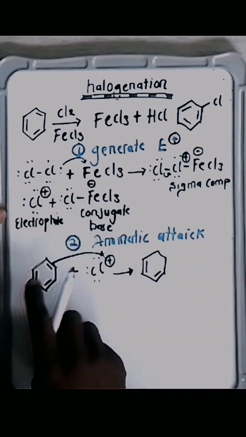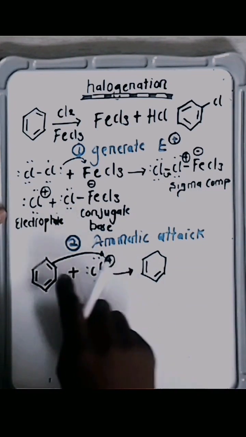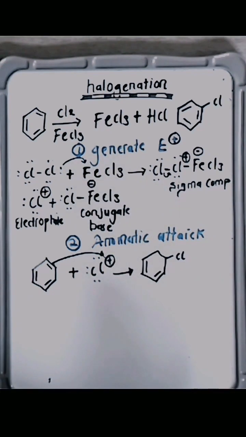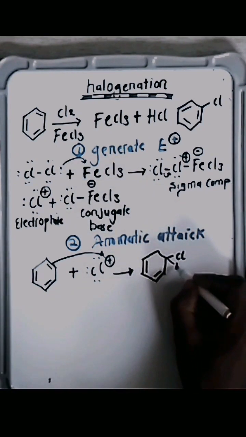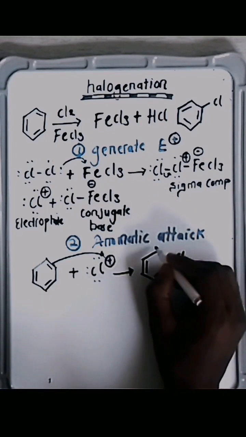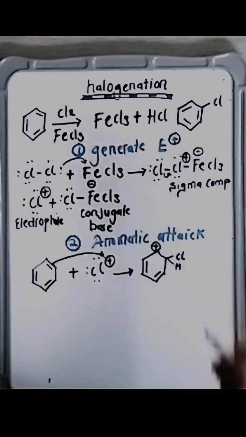So this bond here will break, and then the chlorine could either sit there or sit there, but I'll make it sit there, right? And then when it sits there, it's important to take note that the hydrogen is still there. So if the hydrogen is still there, this part here becomes electron deficient and then gains a positive charge. Okay, our aromatic attack is done.